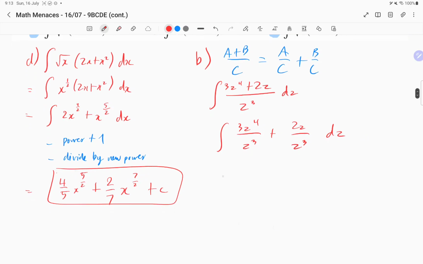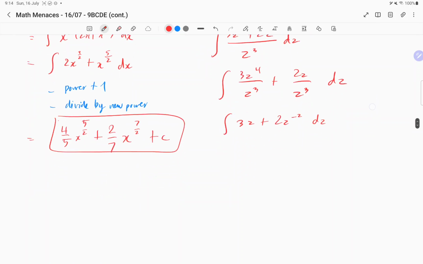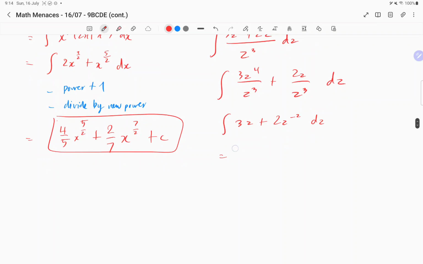Okay, so once I've broken that up, it's quite simple. It's just simplify the z, so 3z plus 2z to the power negative 2 dz. And then when you antiderive it, you add 1 to the power, divide by the new power, so 3 over 2 z squared. And then add 1 to this power is negative 1, divide by that is minus 2z to the power minus 1 plus c.